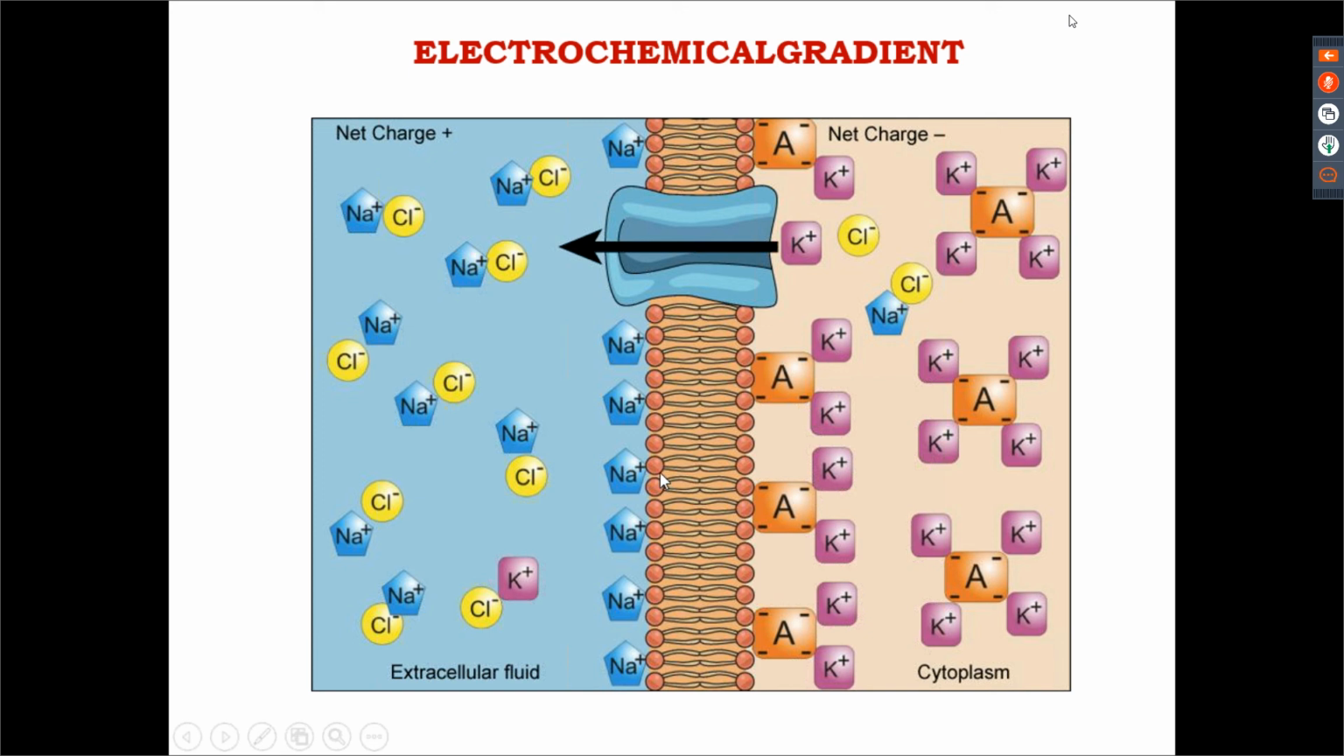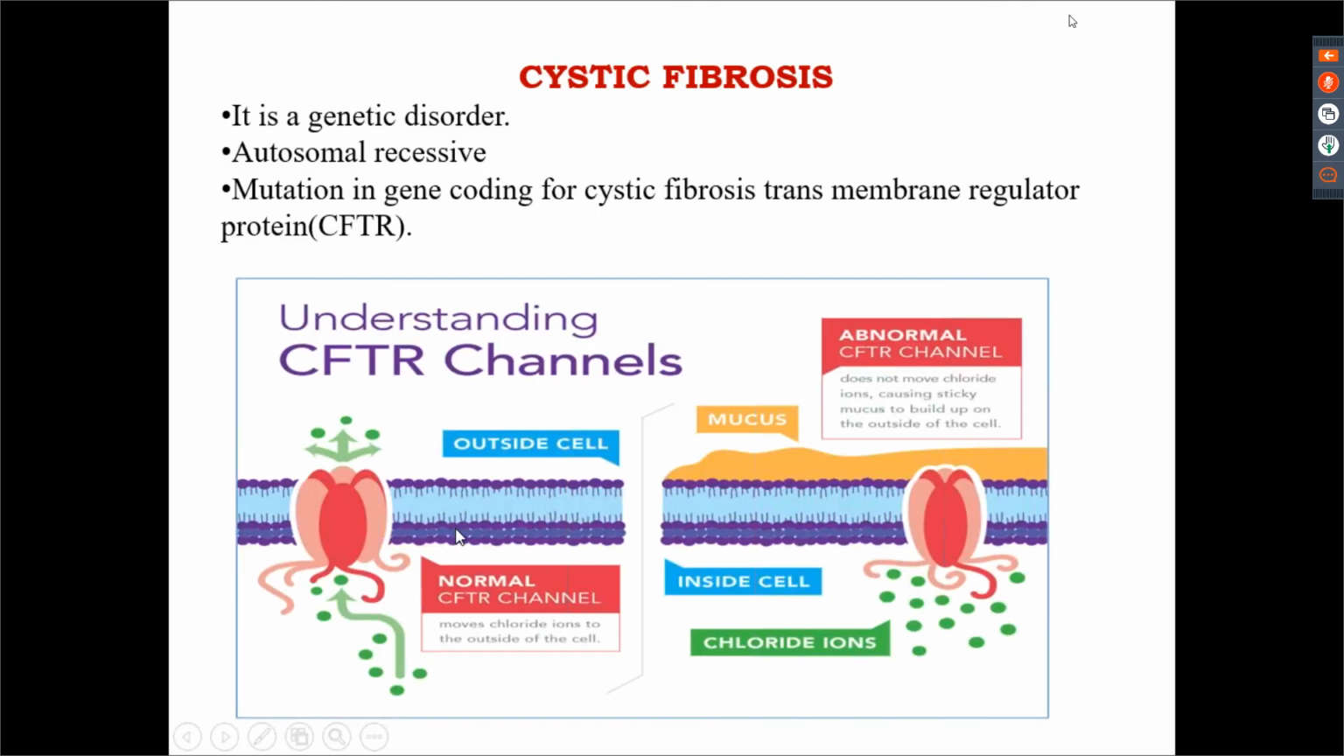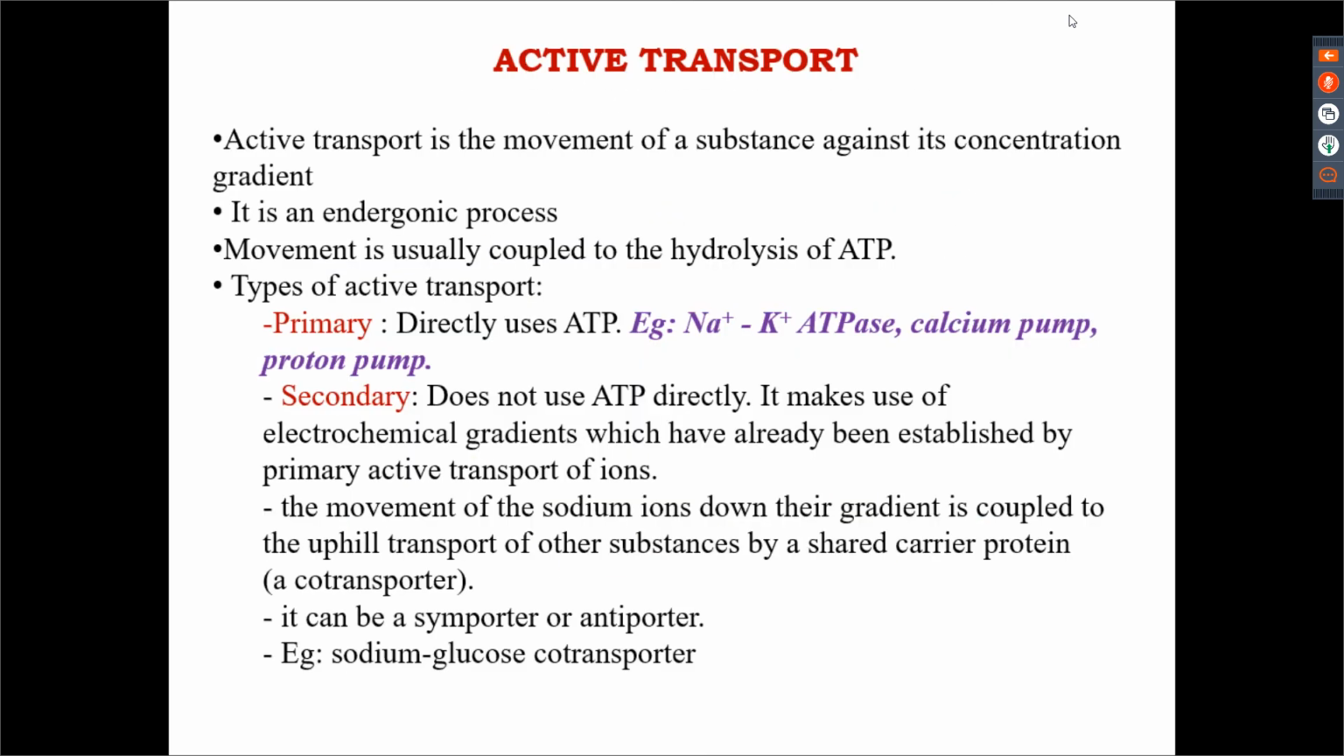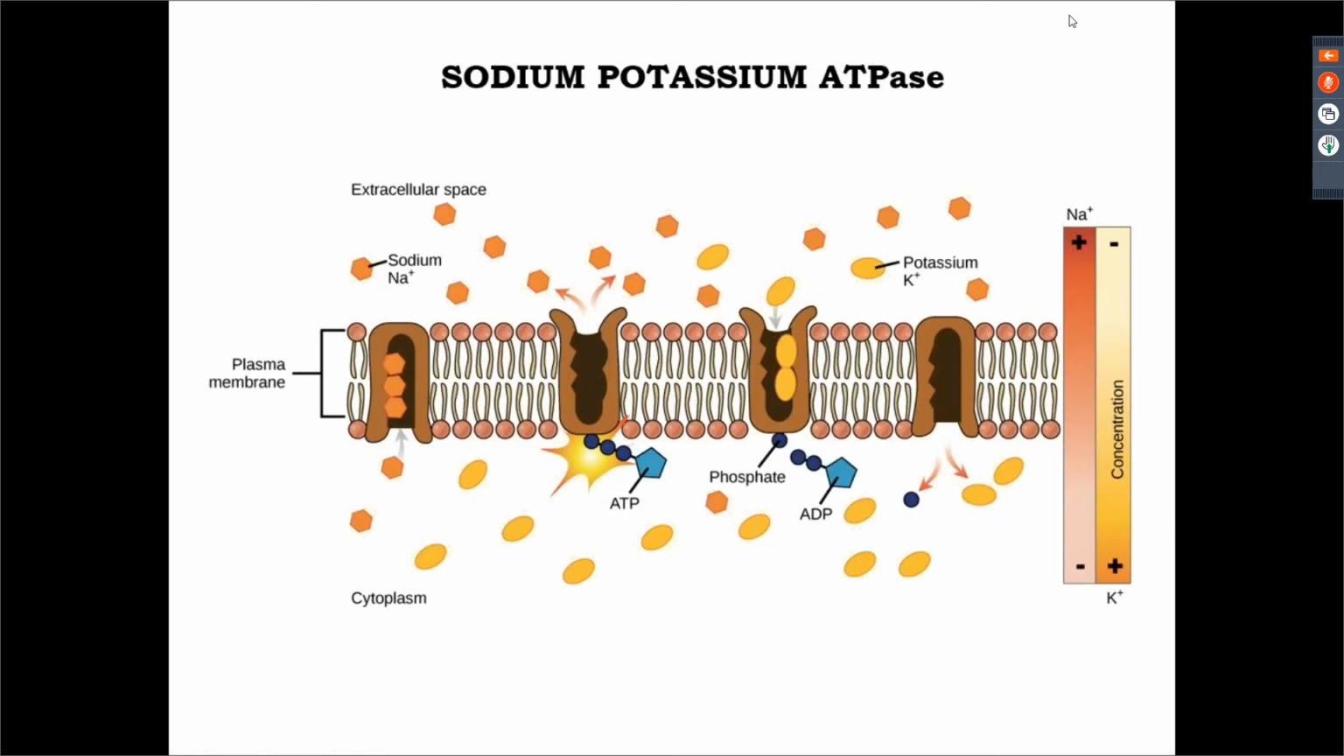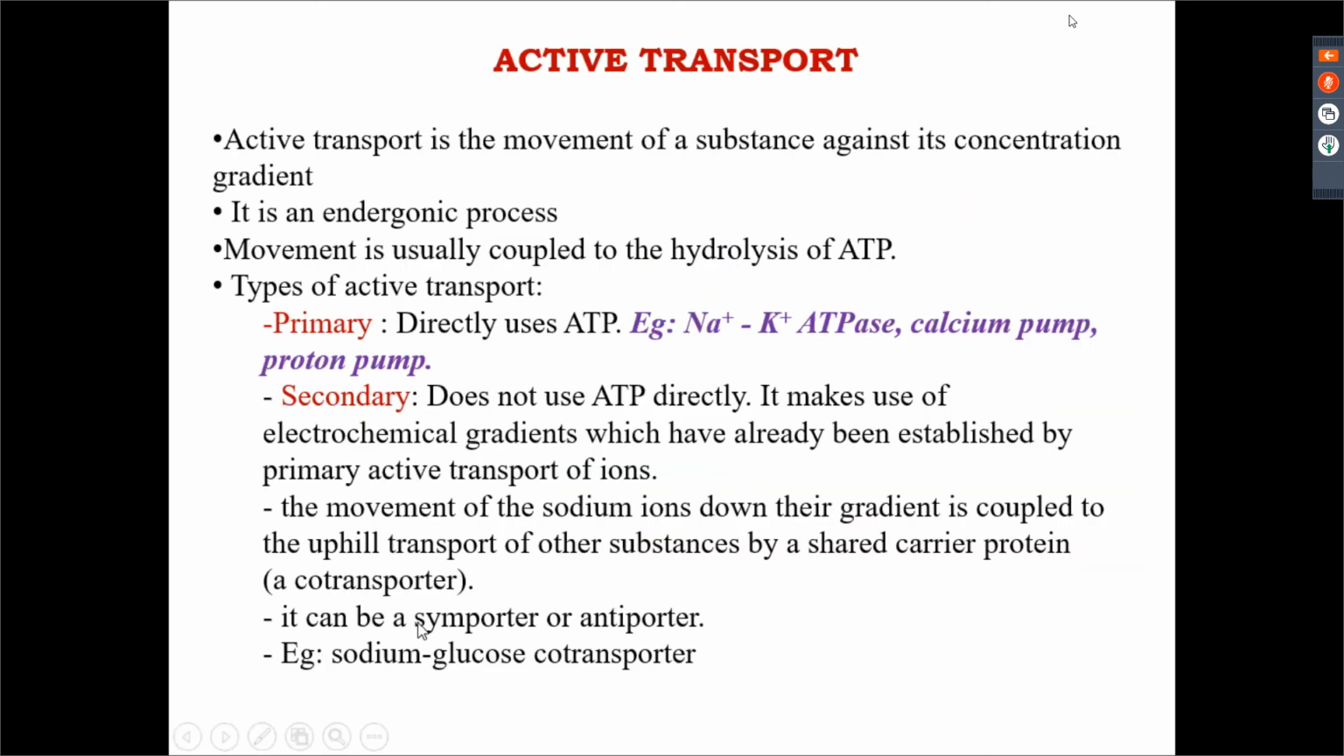So, what happens in secondary active transport? These sodium ions, which have a tendency to move inward spontaneously, will move, and along with them, something else will also move, either in the same direction or in the opposite direction. This is what is meant by secondary active transport, that it is making use of energy which is stored in the form of electrochemical gradients.